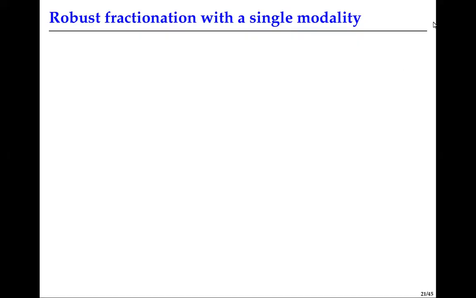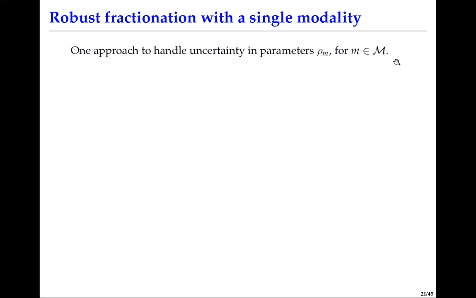Now we have seen thus far that the optimal fractionation problem with multiple normal tissues and single modality can be solved exactly. However, there is a limitation of the formulation of that problem itself. And the limitation is that the parameters rho m for the organs at risk or normal tissues are actually not known, and they're very difficult to estimate. And the uncertainty in these parameters is often discussed in the clinical literature.